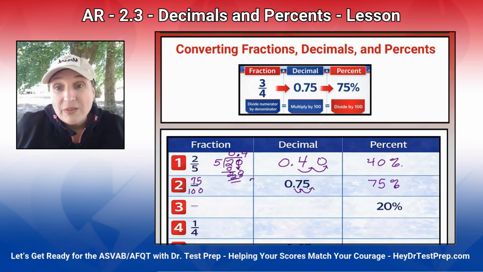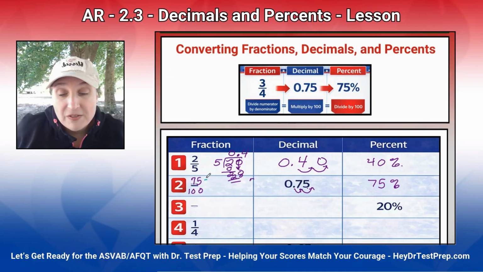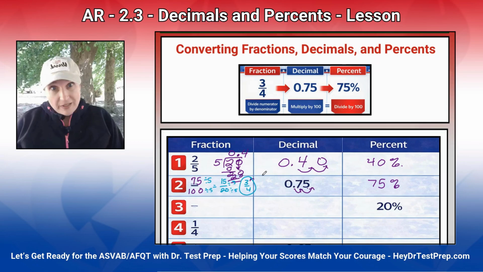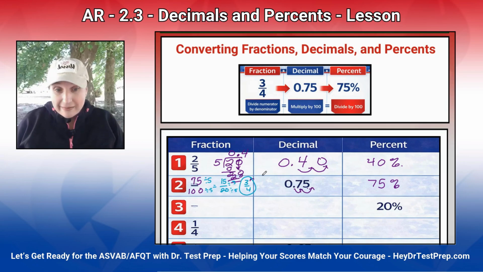Let's say you didn't know that. Well, then you can see that both of those numbers end in 5. So you could divide the numerator and denominator by 5. And you would get 15 over 20. And both of these are divisible by 5. So you would get 3/4. Or you can say 3/4 equals 75 cents, 4/4 equals $1.